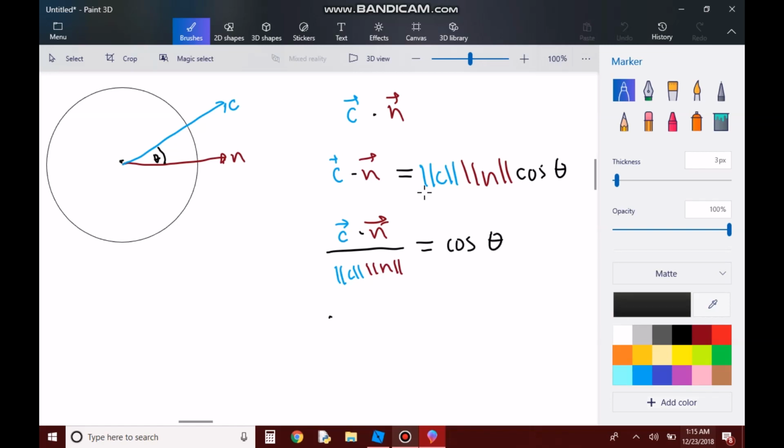And since we're solving for theta, we can turn this into inverse cosine. Okay, we're solving for this angle, so we have theta is equal to the inverse cosine of C times N over the magnitude of C times the magnitude of N.